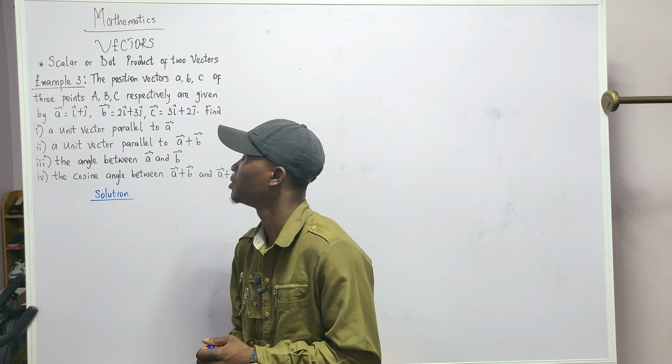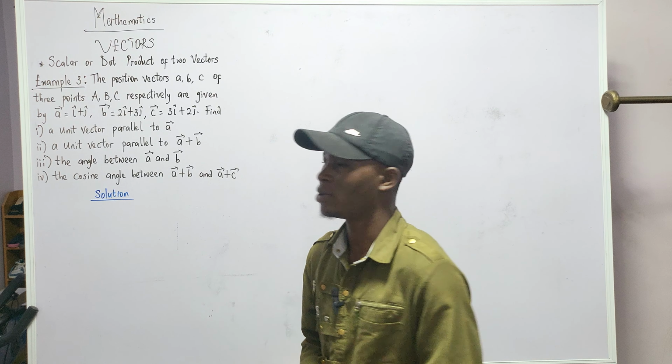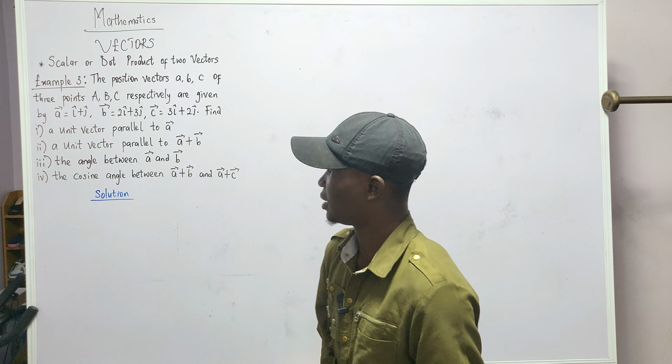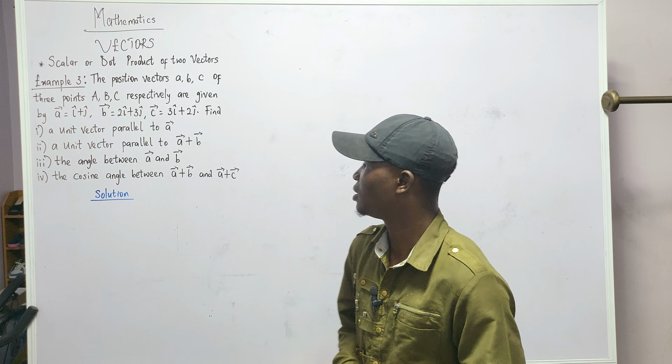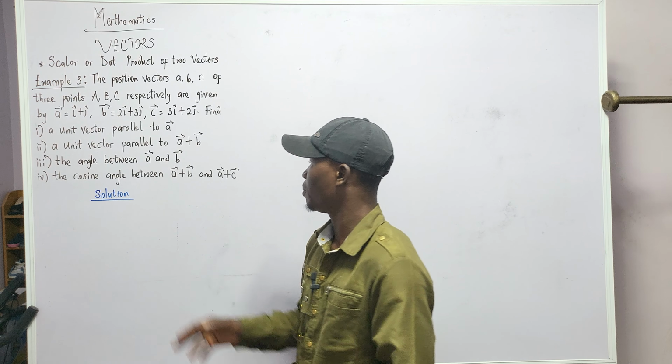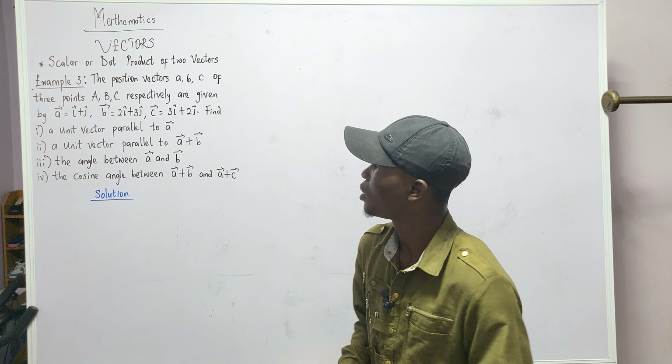Roman numeral 1. A unit vector parallel to A. Roman numeral 2. A unit vector parallel to A plus B. A unit vector parallel to vector A plus vector B. Roman numeral 3. The angle between vector A and vector B. Roman numeral 4. The cosine of the angle between vector A plus vector B and vector A plus vector C.